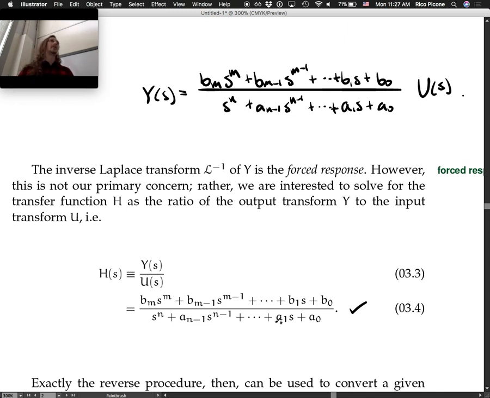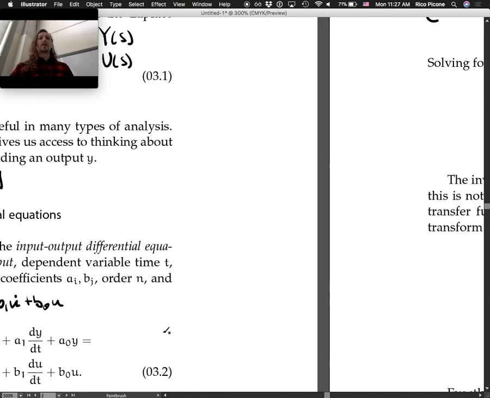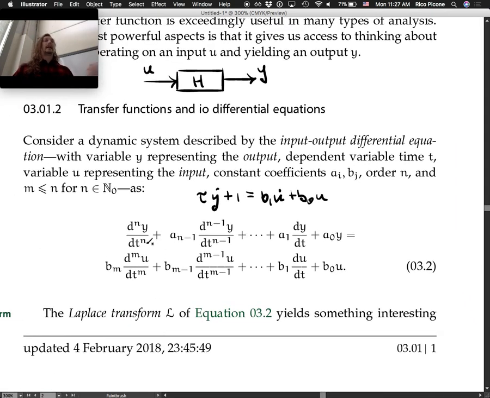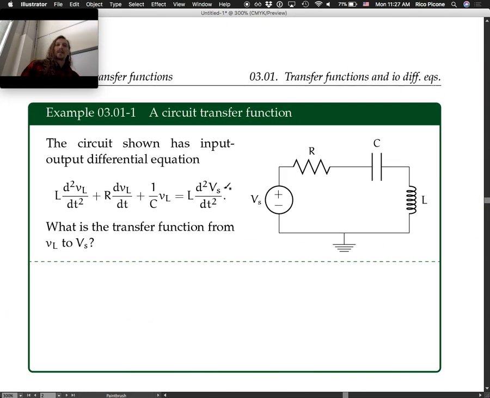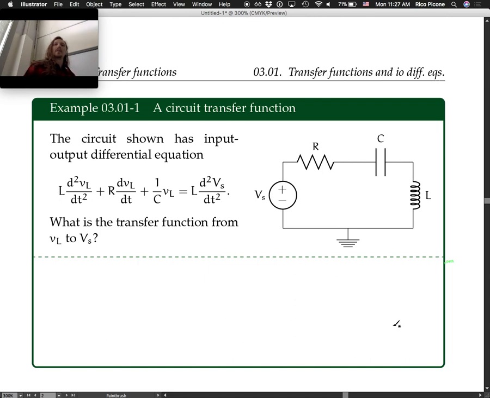That's what I think you should work toward: being able to look at the differential equation and say, oh, wherever I see an nth time derivative of y, I'm going to have s to the n times the Laplace transform of y. And thinking about solving for Y over U, output over input, and you should be good to go. So we'll do an example. The circuit shown has input-output differential equation given. So I give it to you.